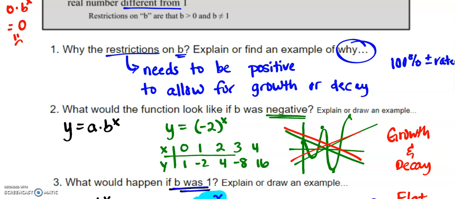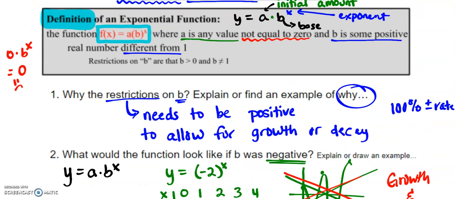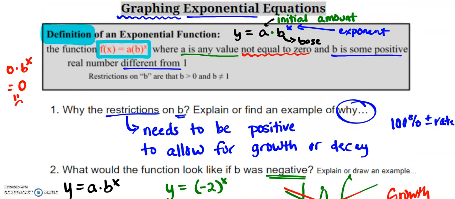Well, if you subtract over 100% and you're negative, that's not possible. You can't lose more than you had. Okay, you could certainly double or triple, that's possible, but you can't lose everything. So that's why the negative situation. And then the 1 is just flat, it's just boring. Okay, so hopefully that helped give you an idea of what an exponential function is and why we have some of these rules about that base.